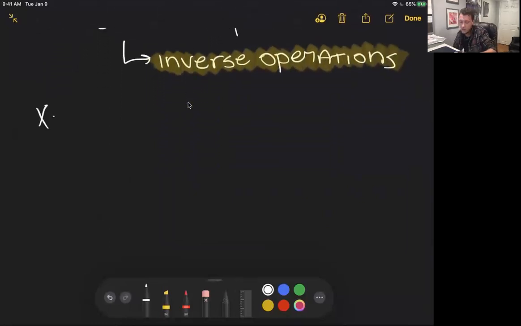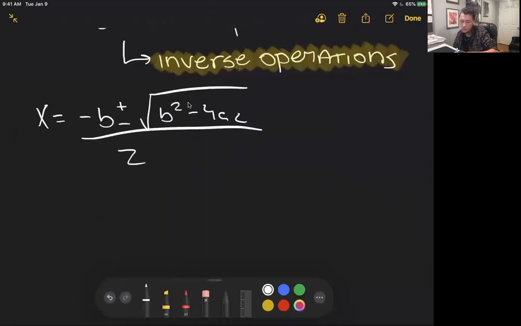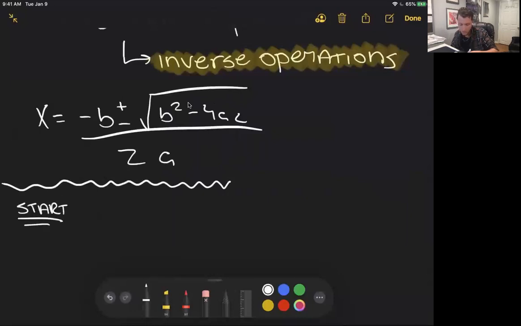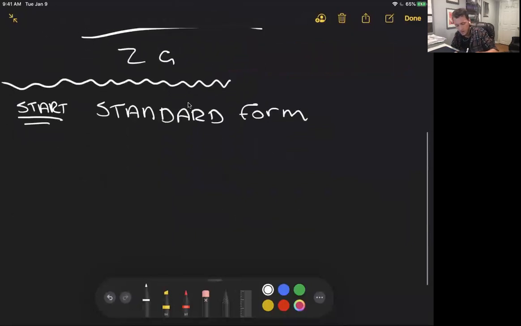So just as a refresher, x is equal to what? Negative b plus or minus the square root of b squared minus 4ac, all over 2a. So this is our goal, but we have to start from somewhere. Where we're starting from is standard form, our standard form of a quadratic, which is simply ax squared plus bx plus c is equal to 0.